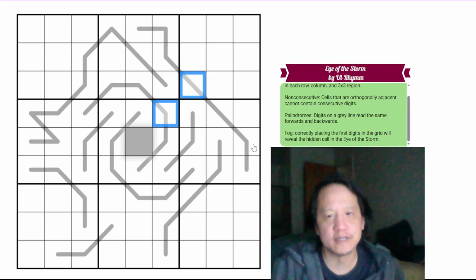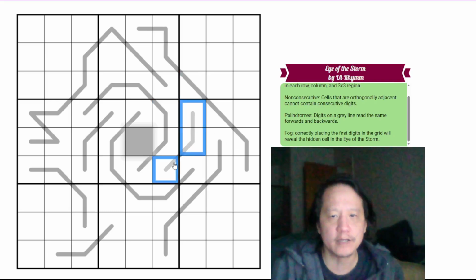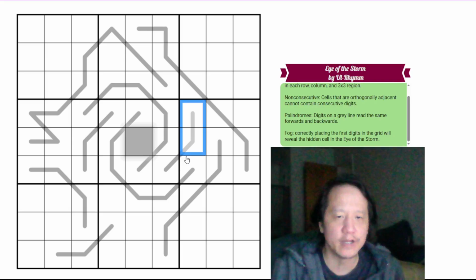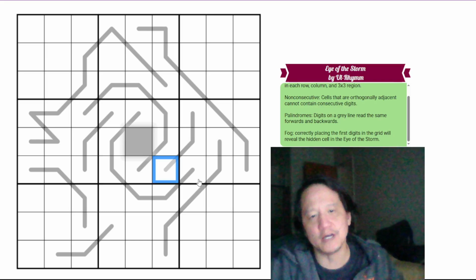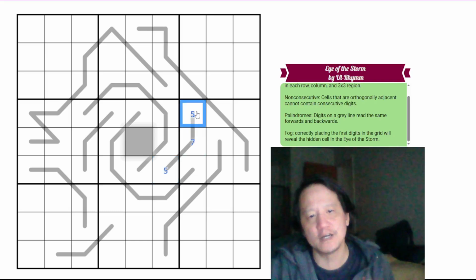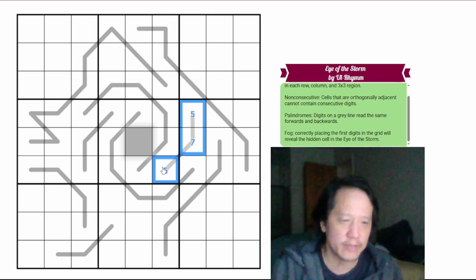And that's how non-consecutive works. We have palindromes, where digits on a gray line read the same forwards and backwards. For example, you could have something like 575, and this would be a valid palindrome, right? Because it reads the same one way as it does the other way. That's an example of how palindromes work.